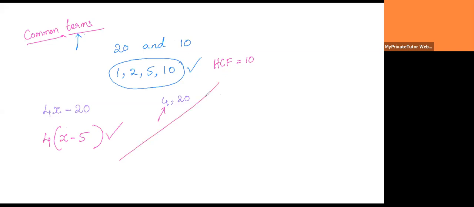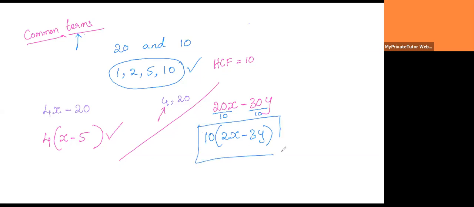Let's try one more. 20x minus 30y. So how do you simplify this? I hope you guys know the highest common term in this, which is 10. If you take out 10, you are going to divide both numbers by 10. So we'll get 2x minus 3y. So that's the final answer. That's a simplified expression.